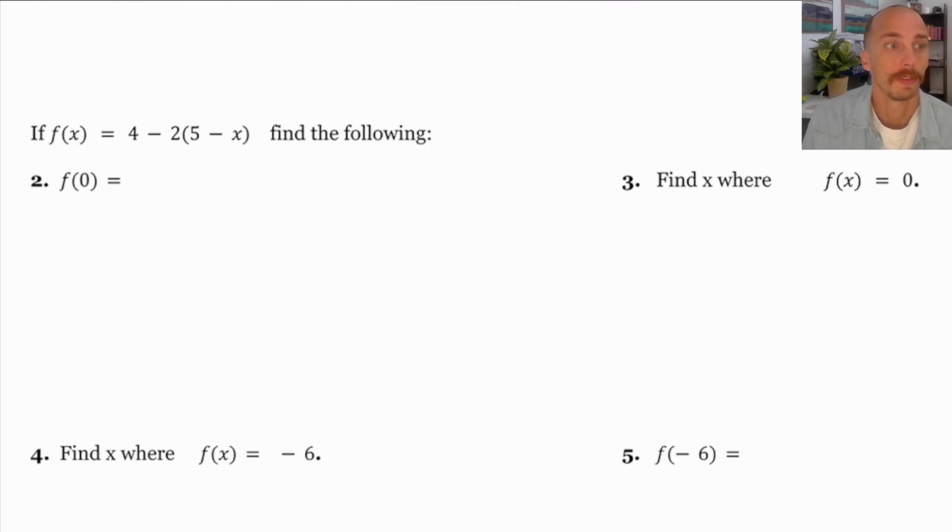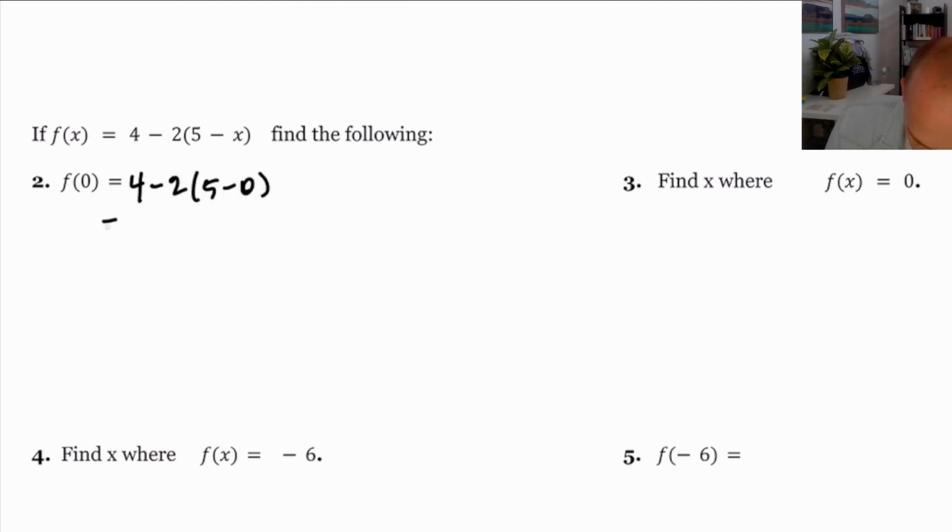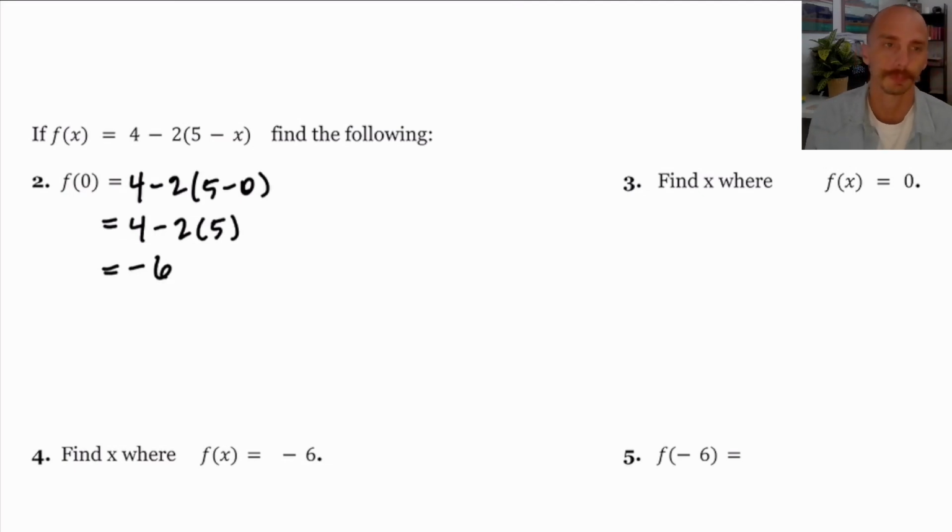Now we're going to have f of x equals 4 minus 2 times (5 minus x). We might find f of 0, and so that's just what we would get when we plugged in 0 wherever we saw x in the formula for f. That's 4 minus 2 times 5, and 4 minus 10 is negative 6.